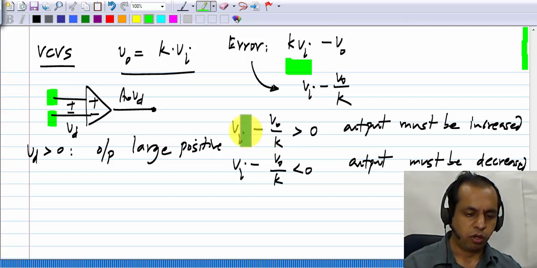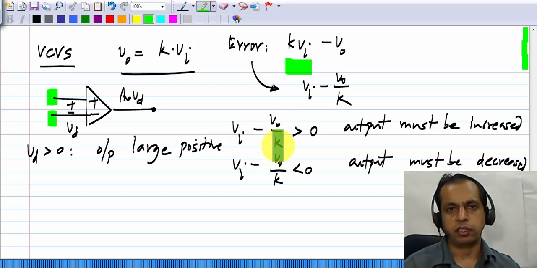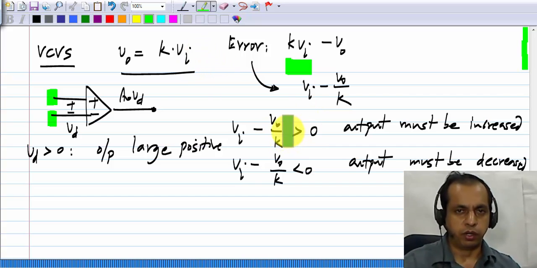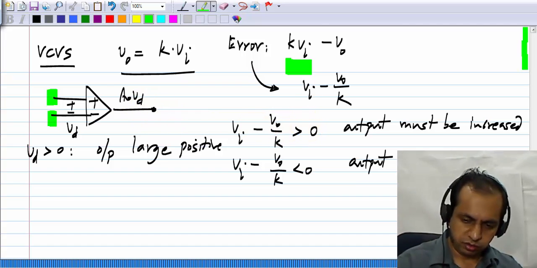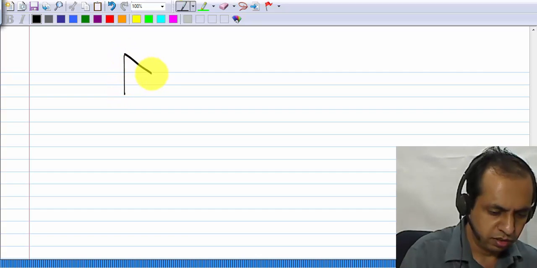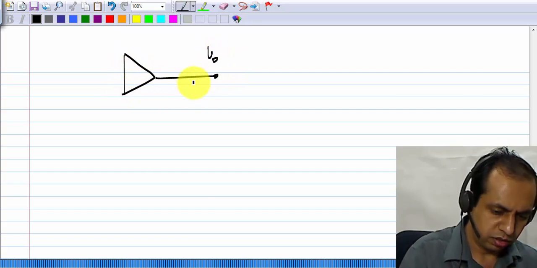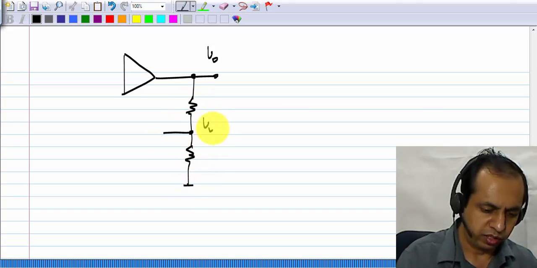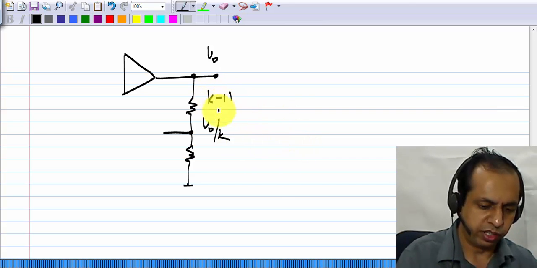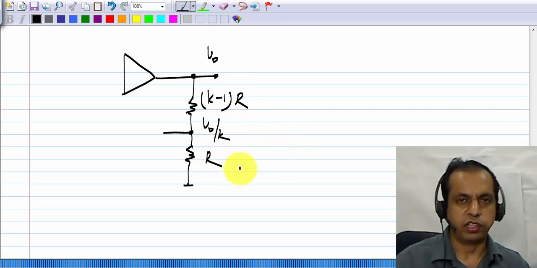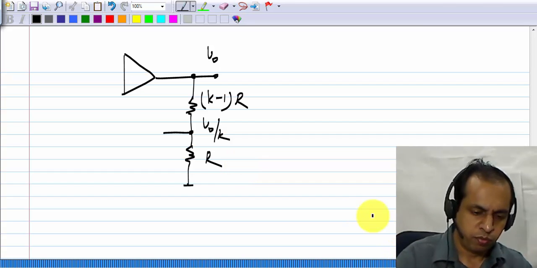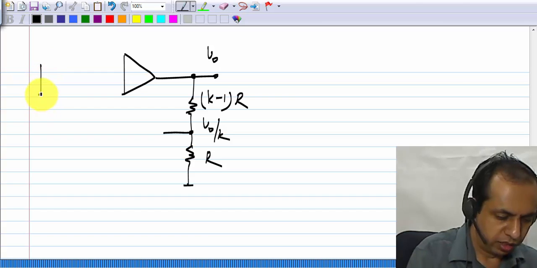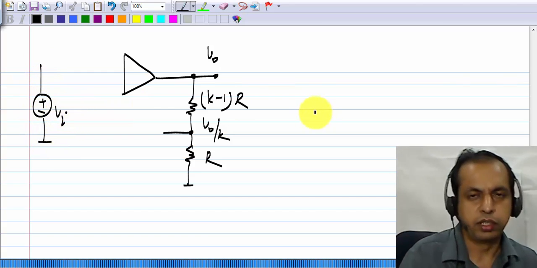Okay. In order to be able to implement this, we need V naught by k, where of course k is more than 1 because this is an amplifier, and that's very easy to obtain. How do we obtain 1 by k times V naught? If we have V naught there, we can obtain V naught by k by having a resistive divider of this ratio k minus 1 r and r. So this gives me V naught by k, and I have my input source Vi.